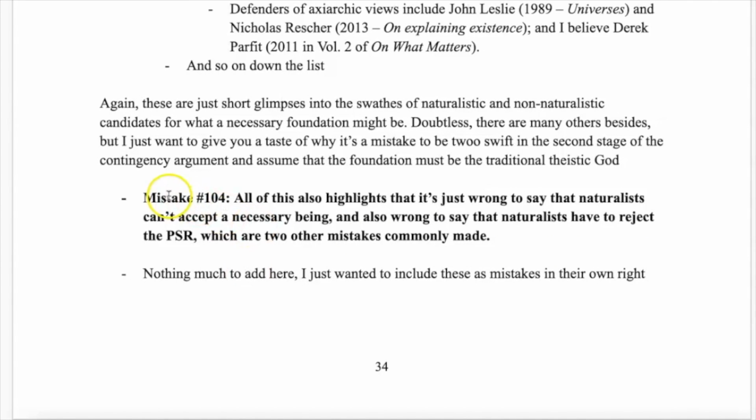And finally, the last mistake of this video, mistake number 104. All of this highlights that it's just wrong to say that naturalists can't accept a necessary being, and also wrong to say that naturalists have to reject the PSR. Those are two other mistakes that are commonly made.